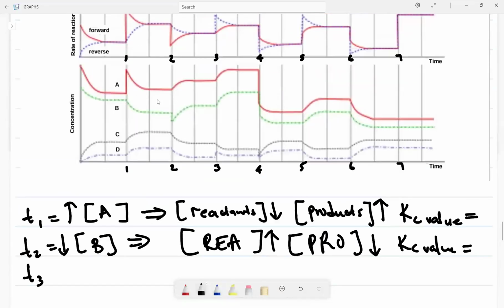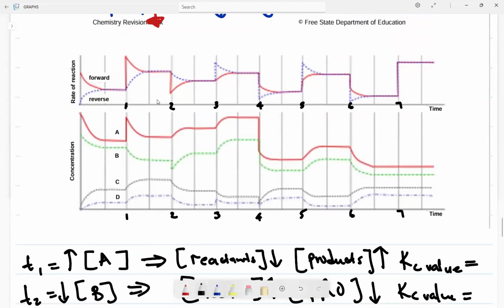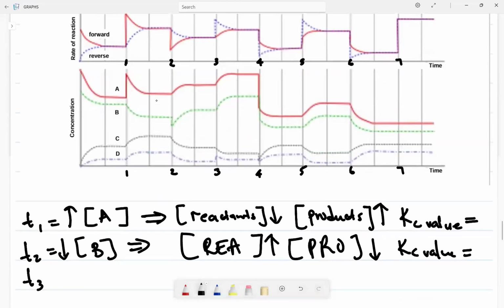Let's look at time T3. At time T3, there is a sharp increase again. But now can you see the sharp increase comes from the reverse? Can you see the dotted line comes from the reverse? So it means there was an increase in the product. Let's see which product was increased.